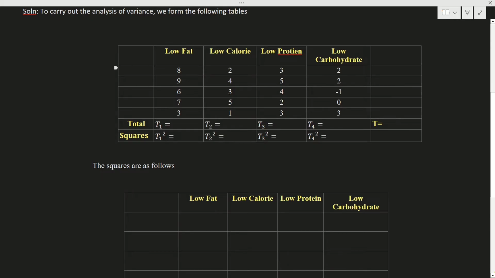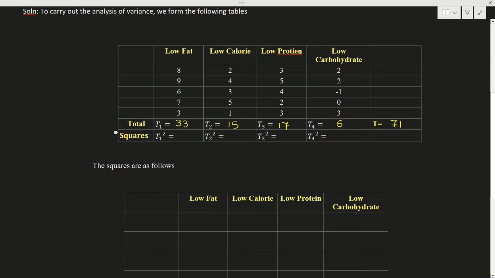For low fat, when you add 8 plus 9 plus 6 plus 7 plus 3, T1 is 33. T2 is 2 plus 4 plus 3 plus 5 plus 1, which gives you 15. Next is 3 plus 5 plus 4 plus 2 plus 3, which gives 17. And then 2 plus 2 minus 1 plus 0 plus 3 gives you 6. When you add these, 33 plus 15 plus 17 plus 6 gives the total. That is our T, that is 71.